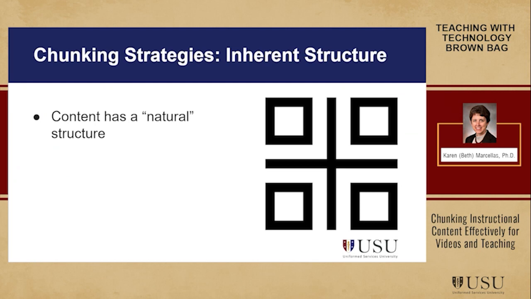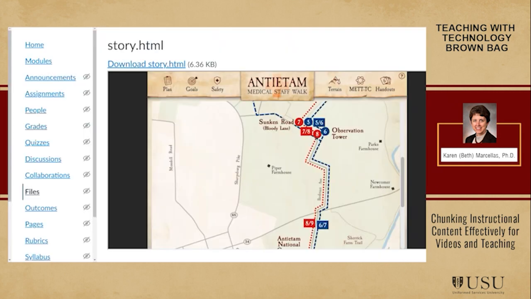Another chunking strategy is the inherent structure. That's a strategy you can use when the content itself dictates an appropriate way to chunk it. For example, if you're talking about anatomical structures in the digestive system, you might want to talk about them in the order in which food travels through them. Or if you're talking about dates in a timeline, chronological order would make sense. Geography can also serve as an organizing principle. So I'll show you an example.